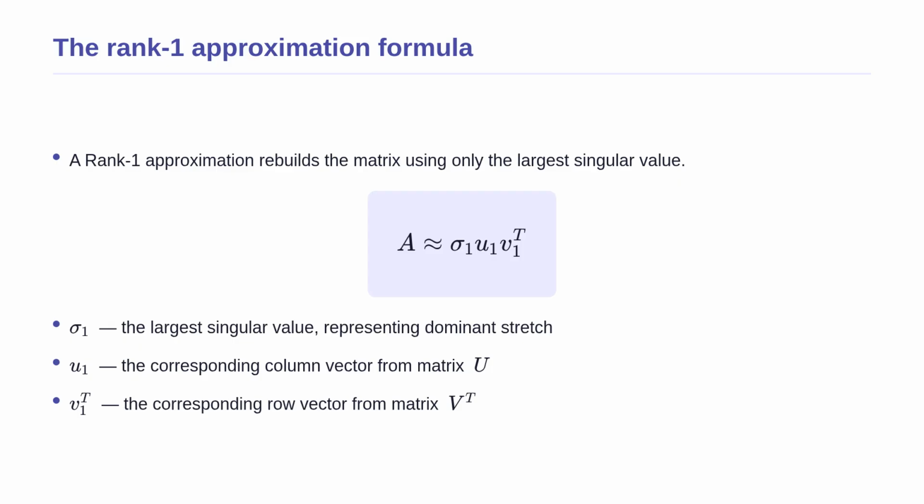The vector U1 is its corresponding column from the U matrix, and V1 transpose is the corresponding row from the V matrix. If we were to include sigma 2, the approximation would get closer to the original, but it would take more memory. This formula shows how we intentionally lose minor details to achieve a highly efficient compressed matrix.